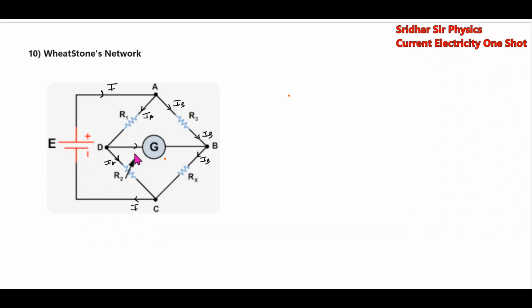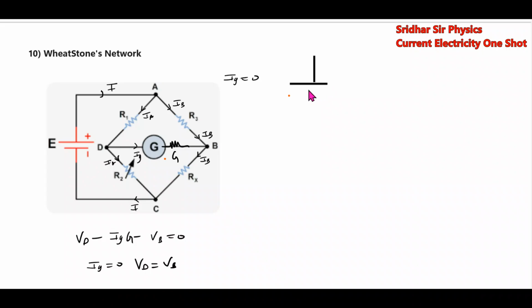So what is the current through the galvanometer? It is 0. Current through galvanometer 0 means VD minus IG into G minus VB is 0. If current through galvanometer is 0 means VD equal to VB. So even if any resistors are there, you can remove that since there is no current. Then out of this total circuit, it will appear as a simple series parallel.